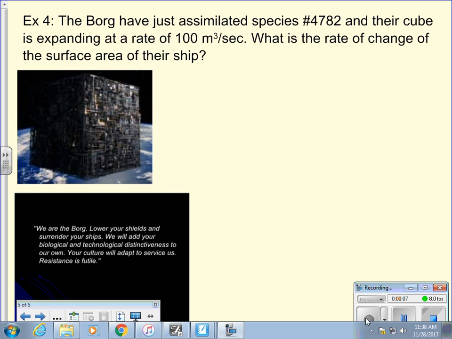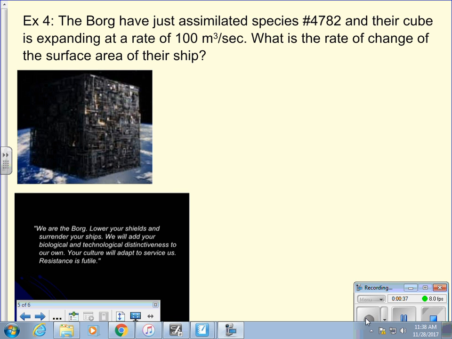The Borg have just assimilated species number 4782, and their cube is expanding at a rate of 100 cubic meters per second. What is the rate of change of the surface area of their ship? What do Borg spaceships always look like? Cubes. It's called a Borg cube. Sure, cubes. They expand. Oh, the Borg.